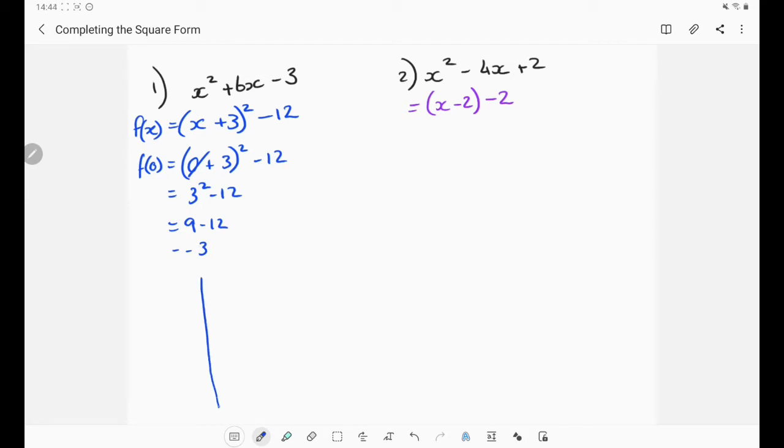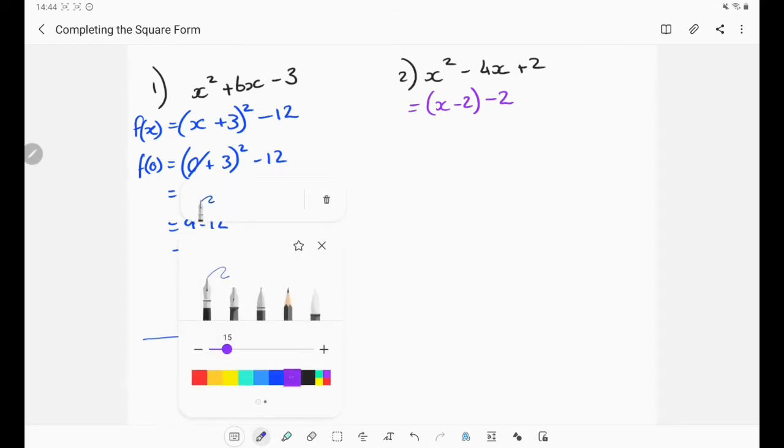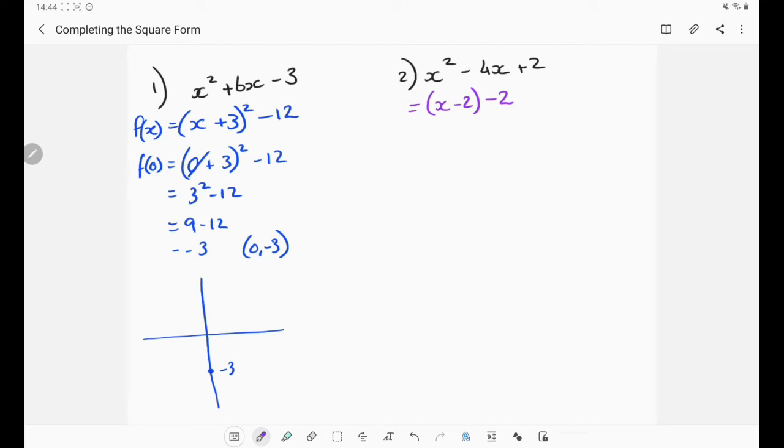So here we now know that on this parabola, we would be crossing at the coordinate 0, minus 3. And remember, if you're asked for the y-intercept, you have to state it as a coordinate. If you're asked to sketch, it's enough for it to be on the graph. Let us look at our second example.